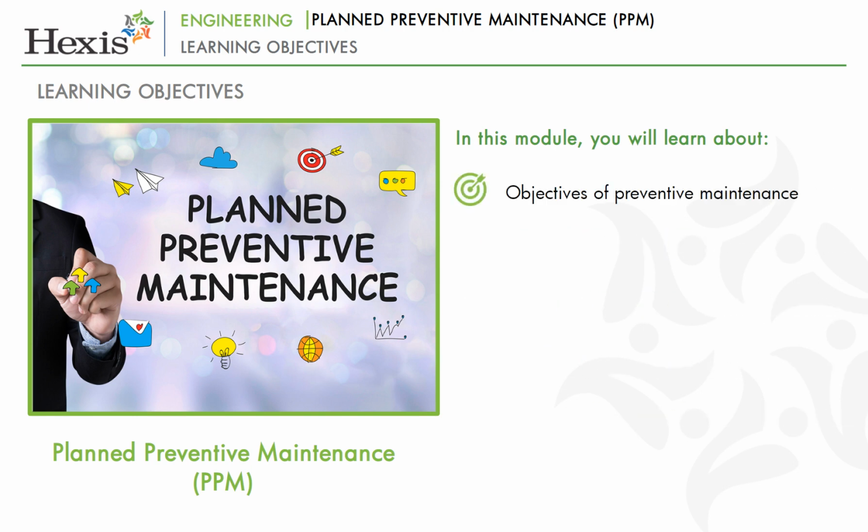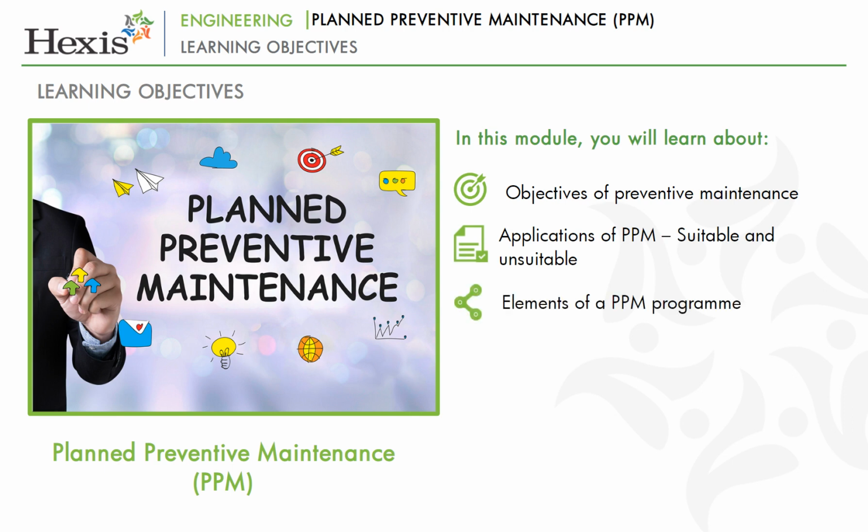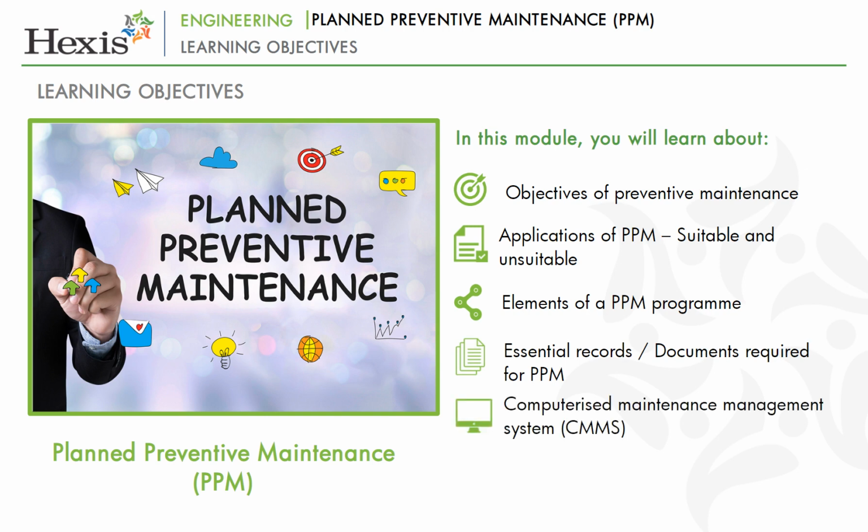Discuss the objectives of preventive maintenance. List the applications of PPM. List the elements of a PPM program. List the essential records or documents required for PPM. Explain the Computerized Maintenance Management System, CMMS.